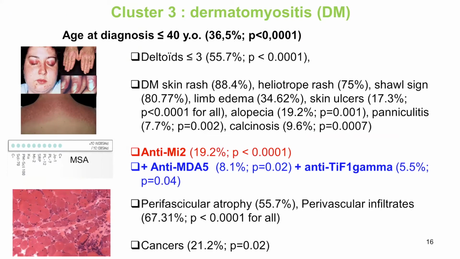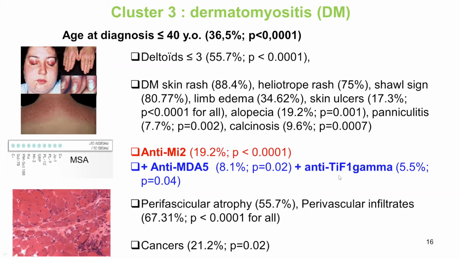The third cluster is the one of dermatomyositis, with young patients. This time, the weaker muscles are the deltoids, and here you have all the skin rash, which is the heliotrope rash, as you can see here, the shawl sign, edema, skin ulcers, Gottron hands, Gottron papules, calcinosis, and so on and so forth. And here you can observe the specific autoantibodies: anti-Mi2, MDA5, anti-TIF1 gamma.